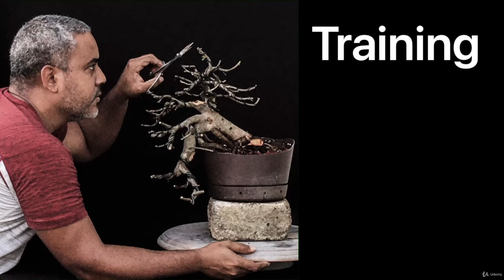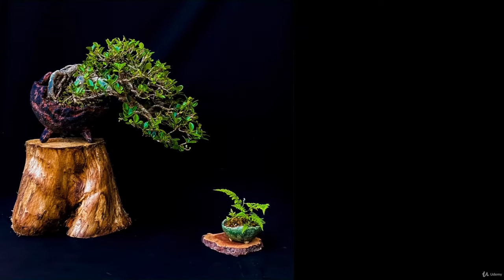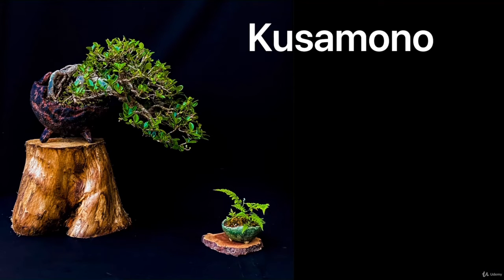Training. This term is used when a tree is being developed towards converting it into a bonsai. Kurama. Ceramic or concrete pot designed with certain form to make them look like hollow stones, made to plant a bonsai or a kusamono. Kusamono, potted collection of plants designed to be viewed either in accompaniment with bonsai or alone. They may be planted in bonsai pots, but they are not considered bonsai. They are also called accent plants.